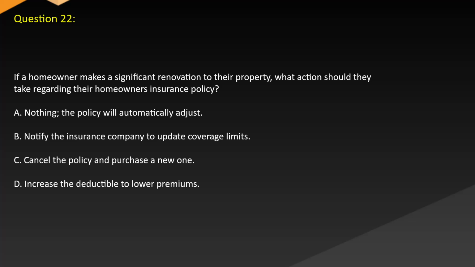Question 22. If a homeowner makes a significant renovation to their property, what action should they take regarding their homeowner's insurance policy? A. Nothing, the policy will automatically adjust. B. Notify the insurance company to update coverage limits. C. Cancel the policy and purchase a new one. D. Increase the deductible to lower premiums.